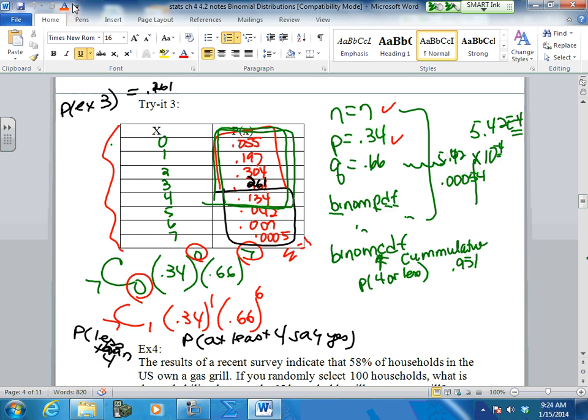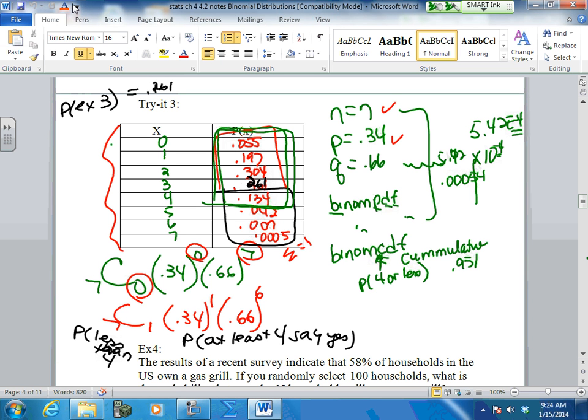Your X value is what you want to accumulate up to. So we're going to put a 4 in there. And we're going to paste. And you're going to get the same exact answer. Now the cumulative one always goes from 0 to a stopping point. So you have to be careful.